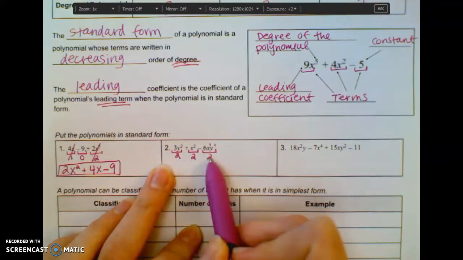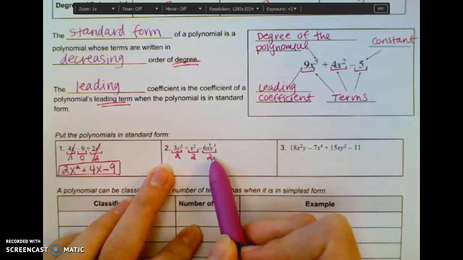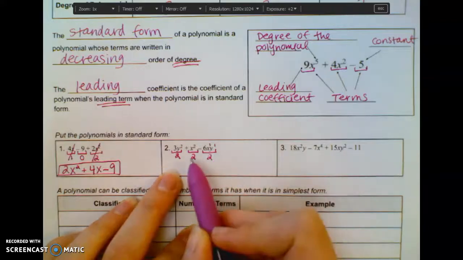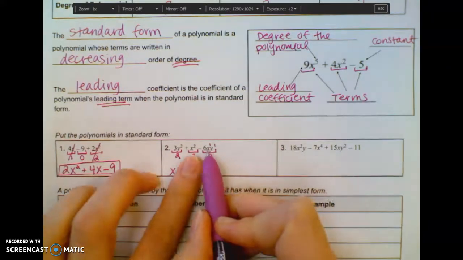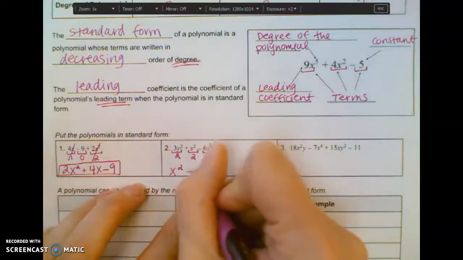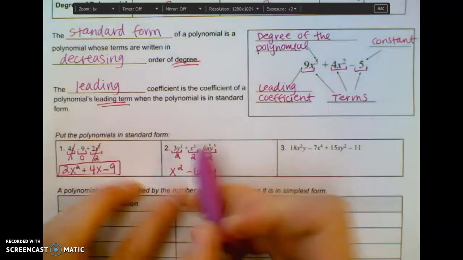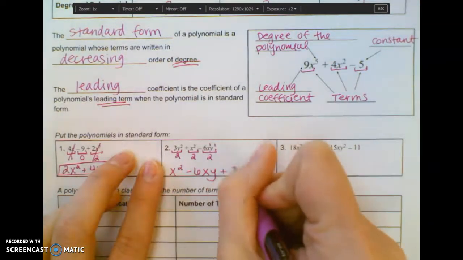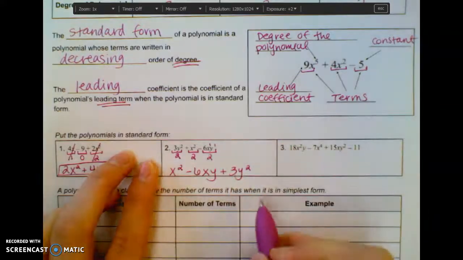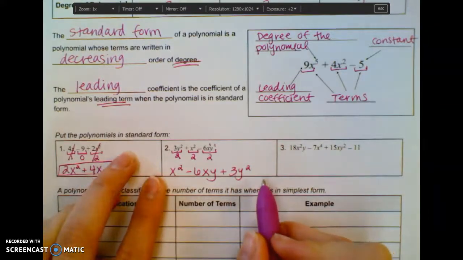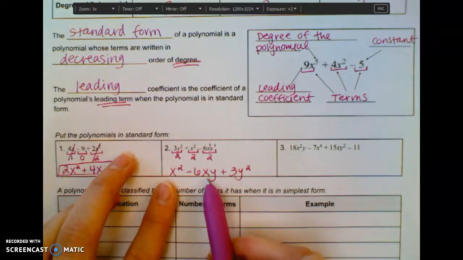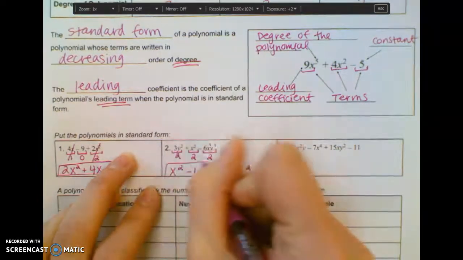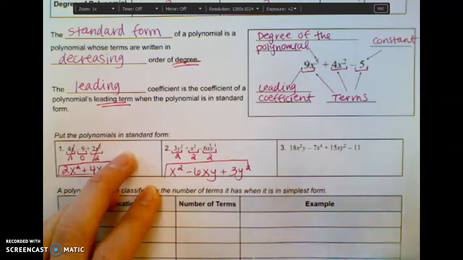If they all have the same degree, then we are going to revert to alphabetical order. That means x's come first, so the x squared. Then we have this term that has an x and a y, so that would come next. And then at the end we would put the y's. So first thing we always think about is biggest degree, and then after that, if they have the same degree, then we go to alphabetical order like this one, x squared, and then the x and the y, and then the y squared.